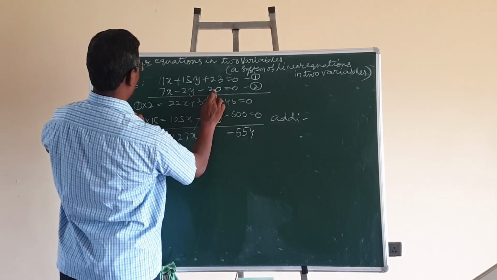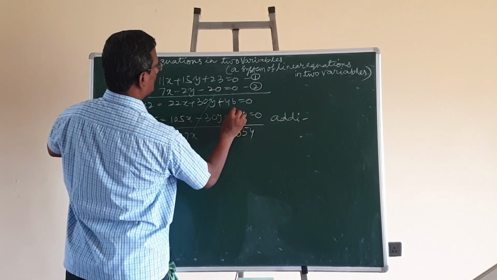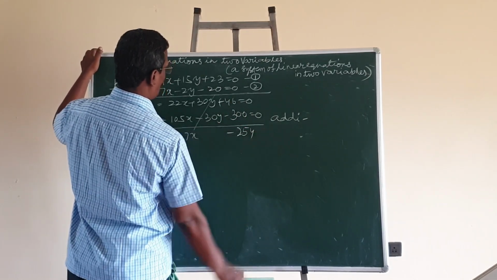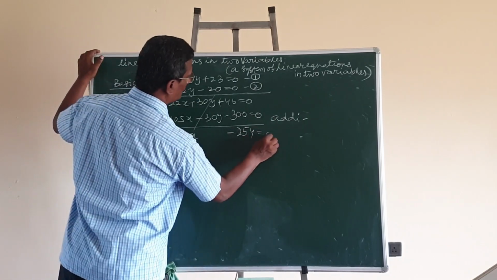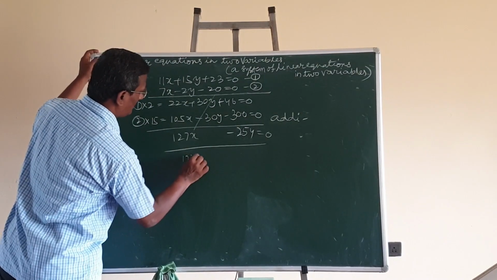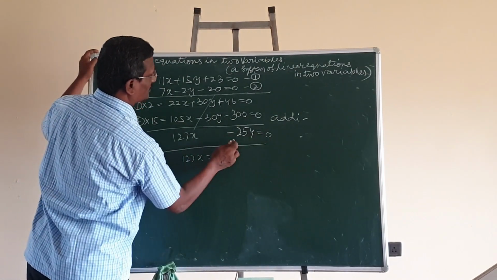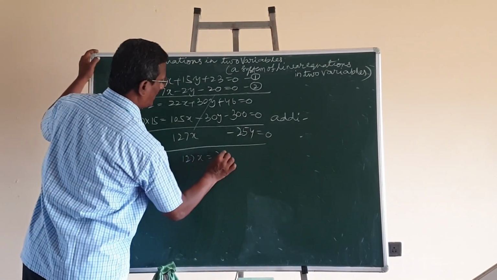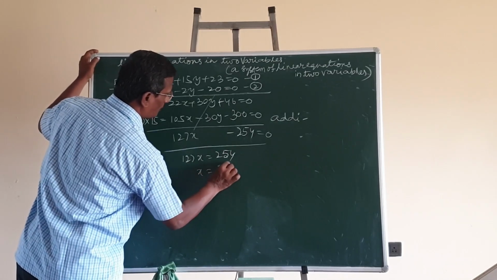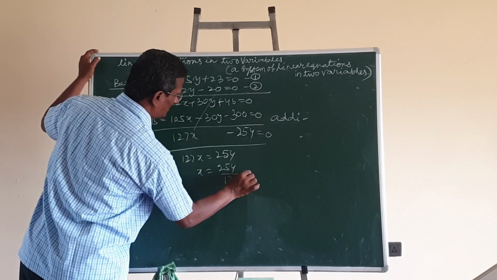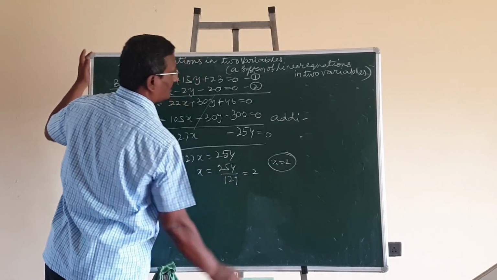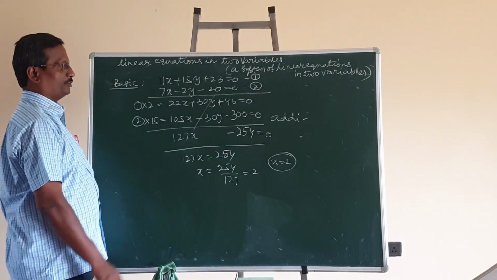Minus 300 plus 46 is minus 254, is equal to 0. Now, 127x is equal to 254, with the minus going to the right side. It becomes plus 254. x is equal to 254 divided by 127, is equal to 2. x is equal to 2 is the x value of the common solution.